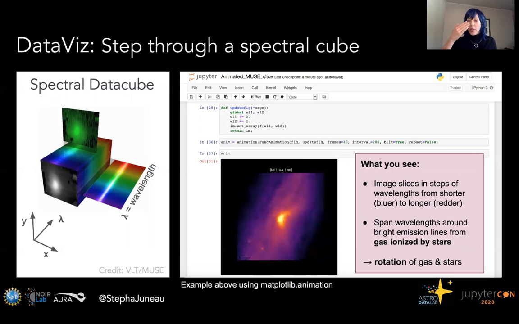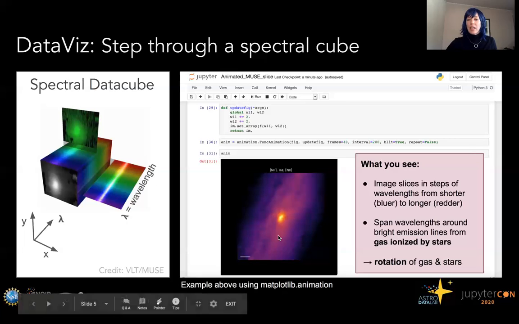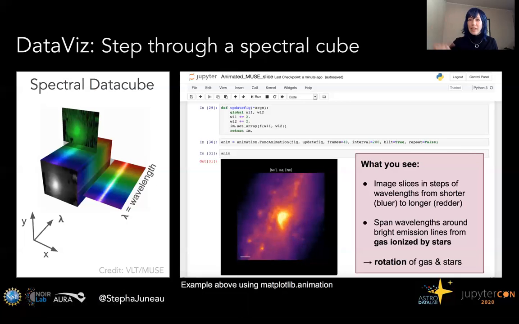So by going through the cube, we can see, the first one here is showing the gas ionized by stars. So we can see that this gas is rotating in the galaxy like the stars are doing.